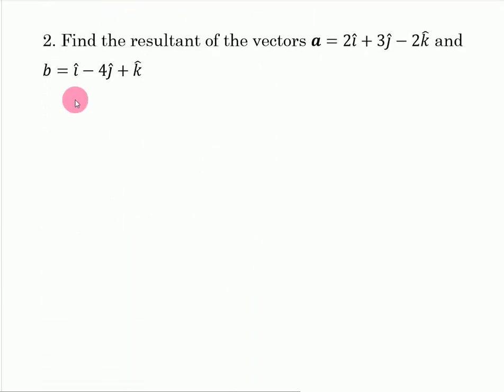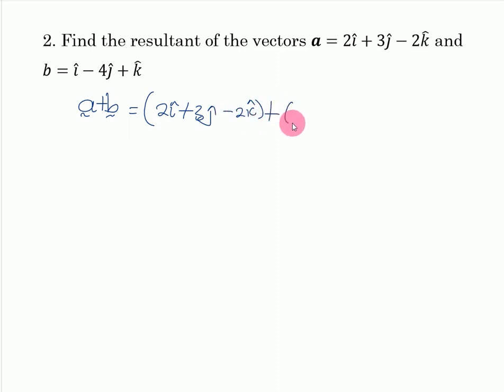The second example is also asking for the resultant. Find the resultant of the vectors. Here we have i, j, and k. So still we have a plus b. We sum up those two vectors: 2i plus 3j minus 2k, then plus b, which is now i minus 4j plus k.